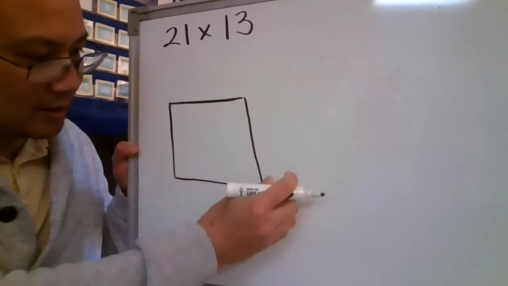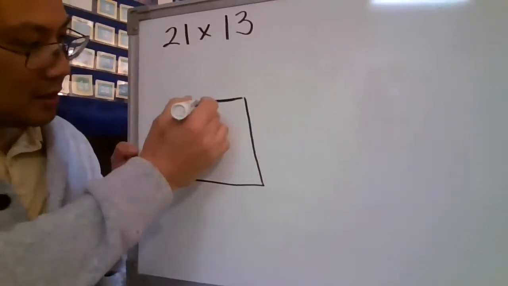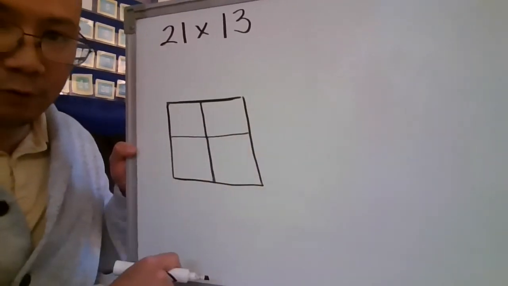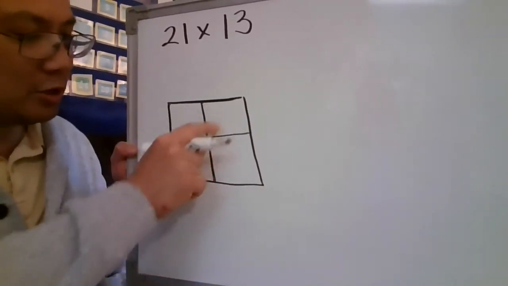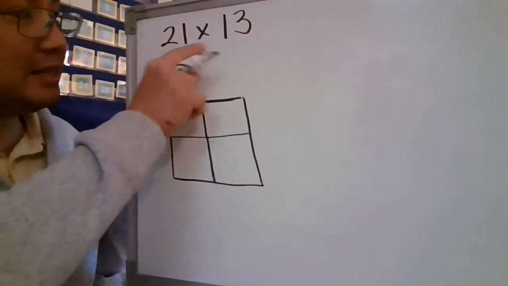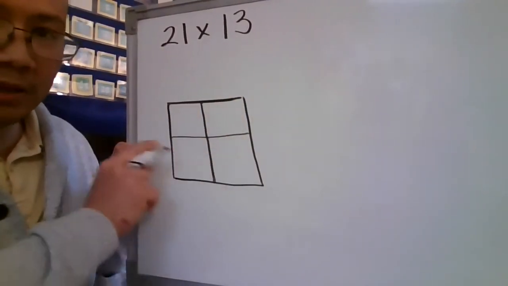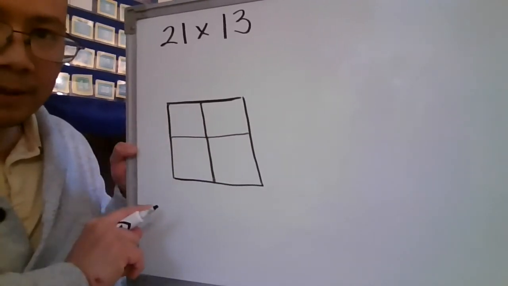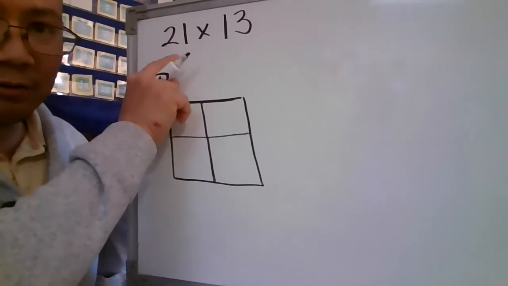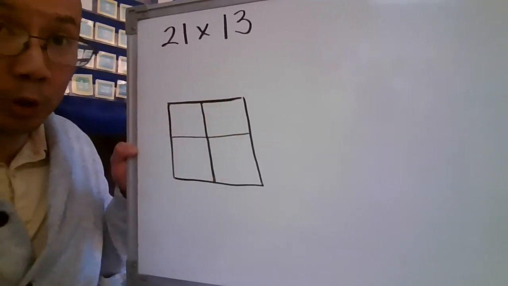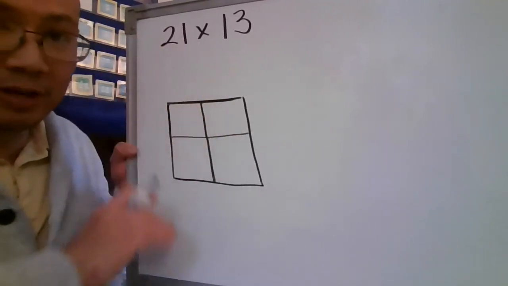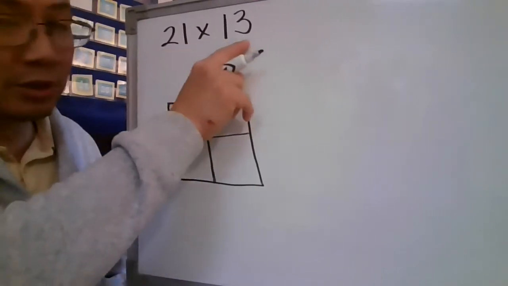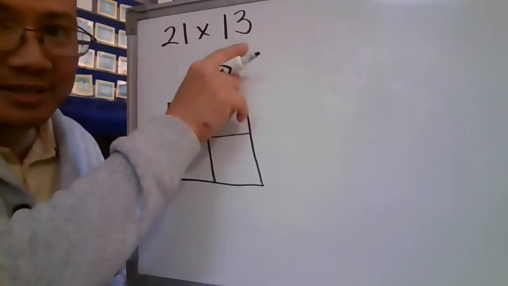Now, here's my box, and in my box, I'm just going to make four squares. 1, 2, 3, 4. I'm going to place these numbers in the box and on the top and on the side. When I break my numbers down, it's easier for me to understand what I'm doing. Multiply means I'm going to add many times. When I multiply 21 times 13, I'm going to add the numbers inside.